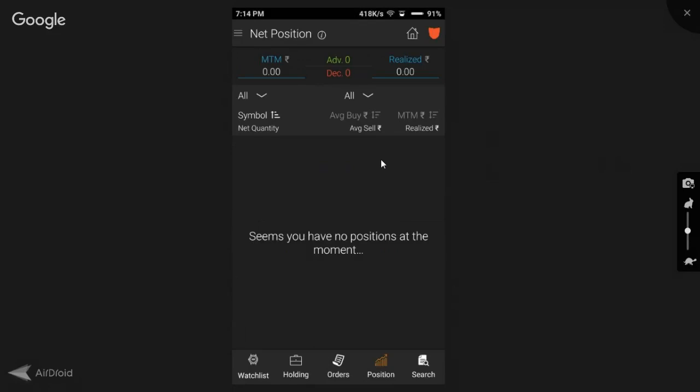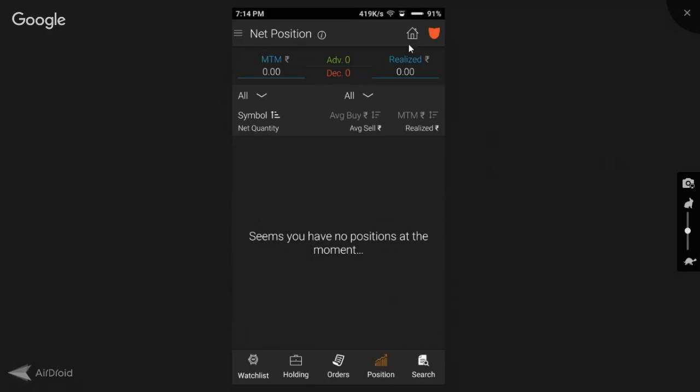And search, I suppose all of you remember a short while ago we discussed how to add a script. So that's what search is all about. So now let's go back to the home screen. How do we do that?